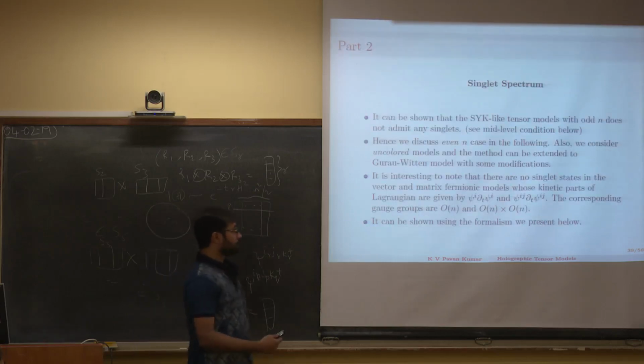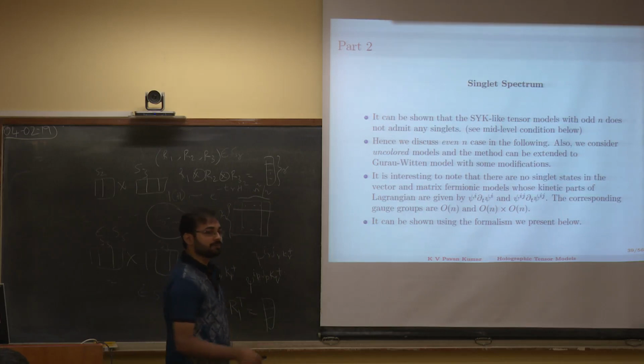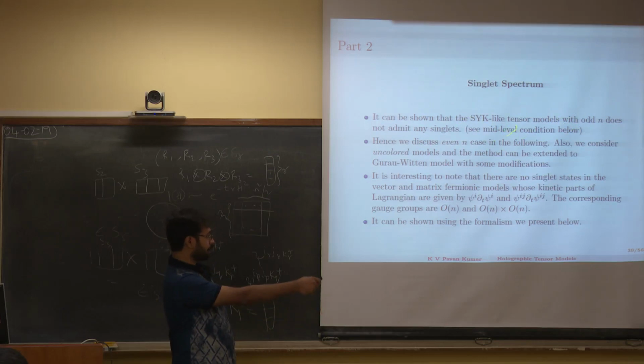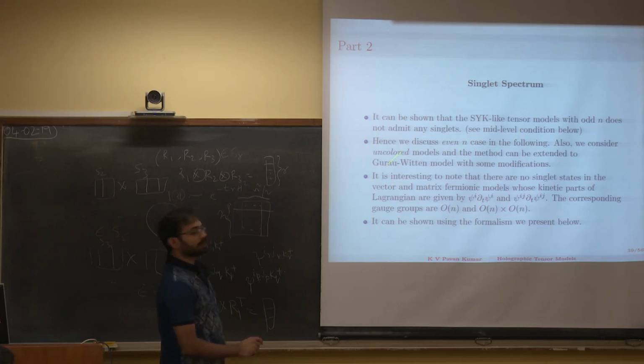Now we go to finding the singlet spectrum. For example, we can show that all the things with odd n do not admit any singlets. I am going to show that using the mid-level condition. Hence, we discuss the even n case, and also we consider uncolored models in this.